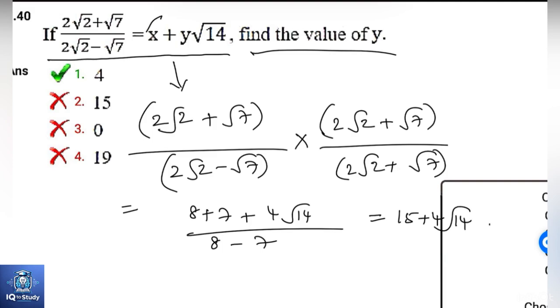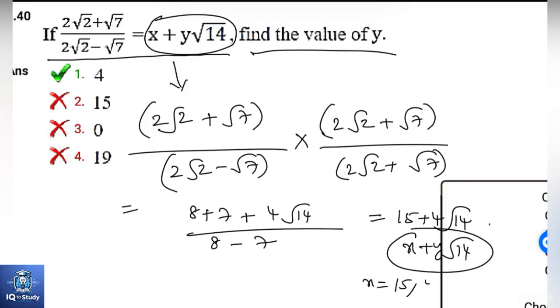In the question, the expression is in the form of x plus y root 14. From this, x is equal to 15 and y is equal to 4. So the answer is option 1, which is 4.